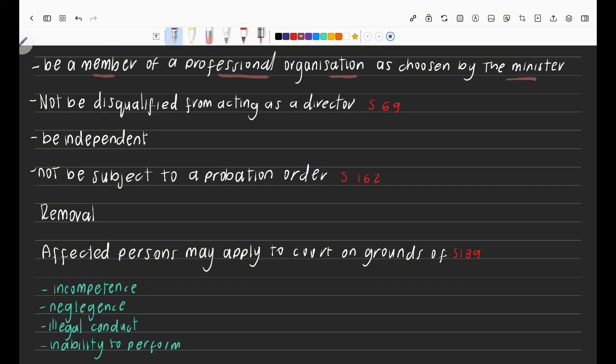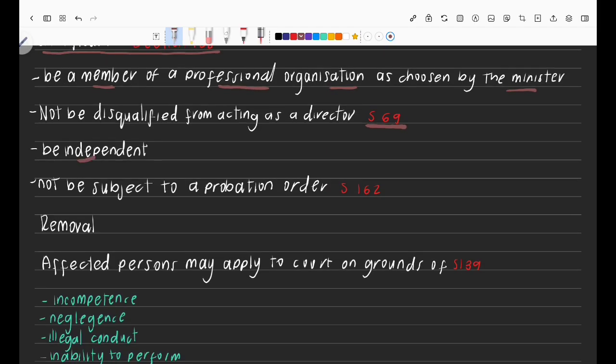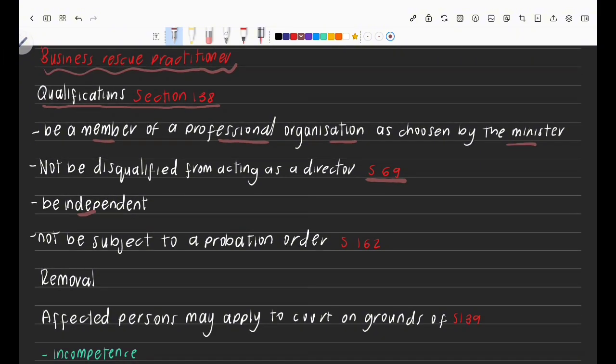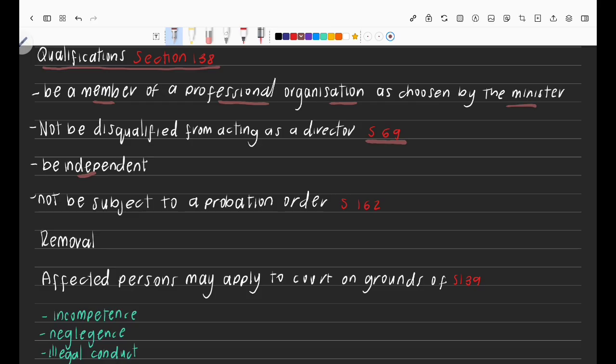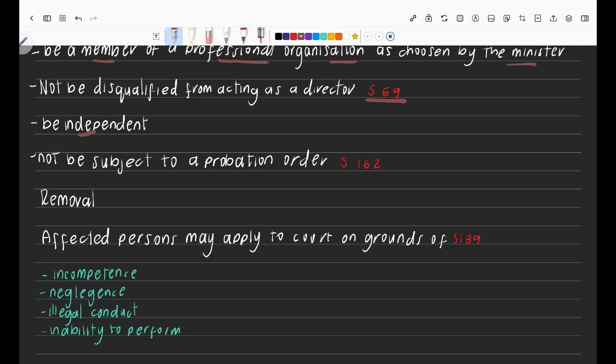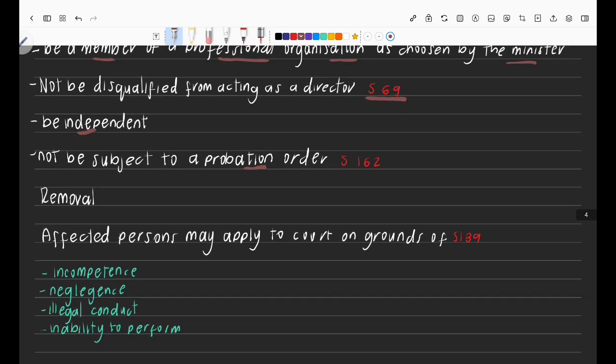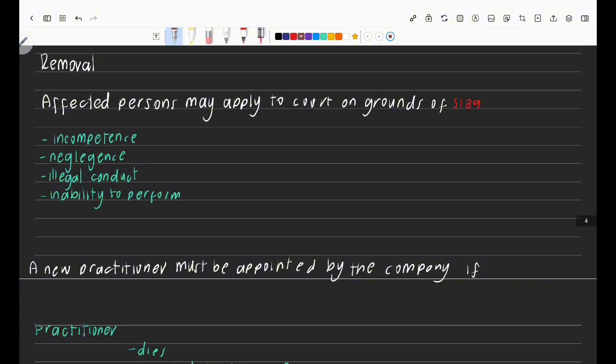They must not be disqualified from acting as a director, and this is under section 69, right? They must be independent, most probably of the Companies Act, right? They must be independent, and not be subject to a probation order, right? And yeah, those are the requirements. They must be from a professional organization, not disqualified as a director, be independent, and not be subject to a probation order, right? And then removal.